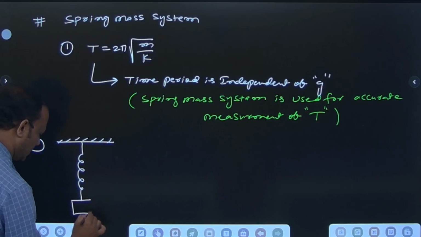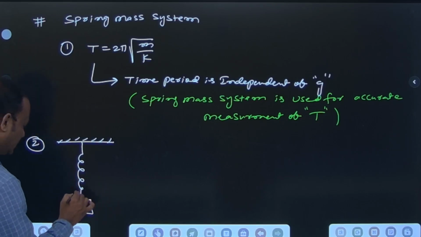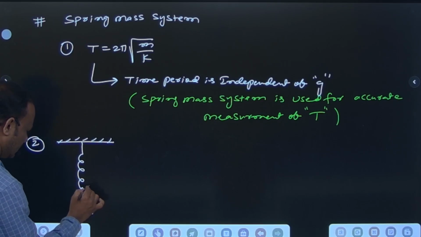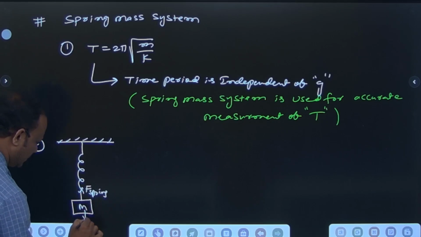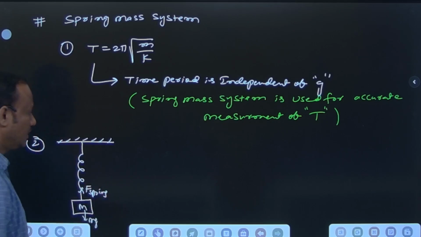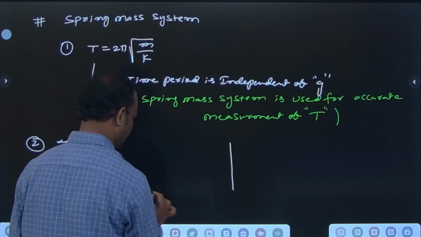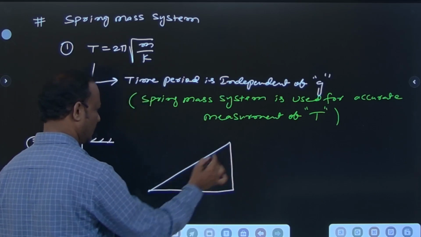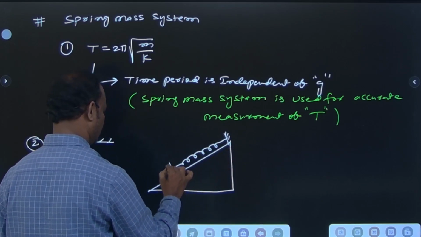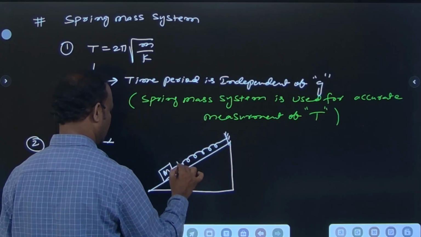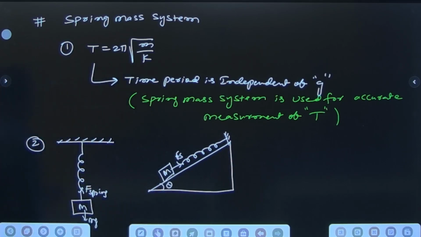Some mass is capital letter M, attached to an ideal spring, and F is equal to k times the spring extension. So directly I'm writing mg. Next, if I make it like this, some inclined plane is taken. The inclined plane is in a fixed position. Some spring is making oscillation. This is Fs. It makes an angle theta on the inclined plane.